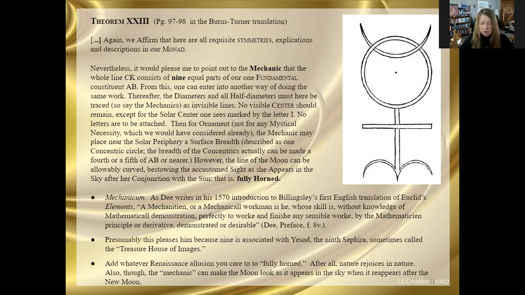However, the line of the moon can be allowably curved, bestowing the accustomed sight as she appears in the sky after her conjunction with the sun, that is, fully horned. Well, there's all kinds of Renaissance puns with this about what fully horned means. After all, nature rejoices in nature, so you get the joke about being horned. But the mechanic can make the moon also look as it appears in the sky when it reappears after the new moon, as Diana's bow, in effect.